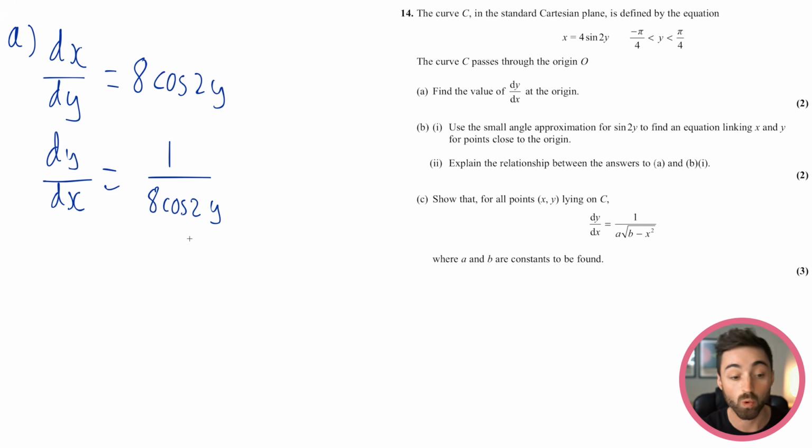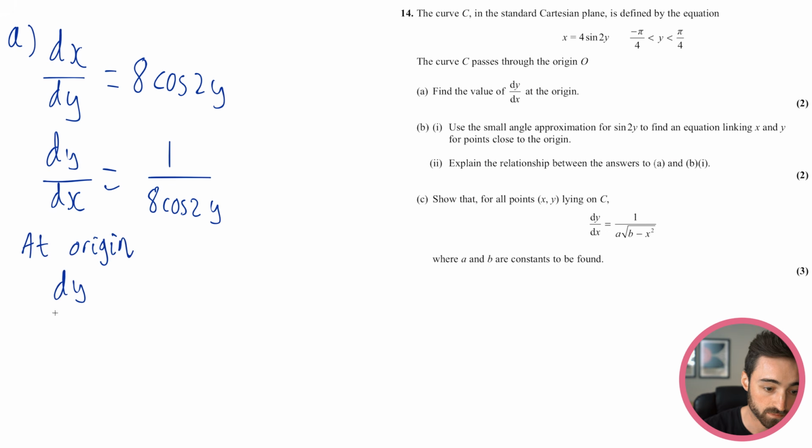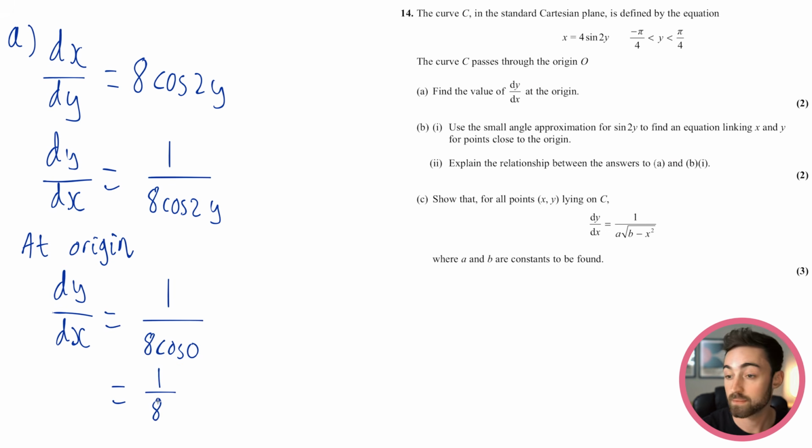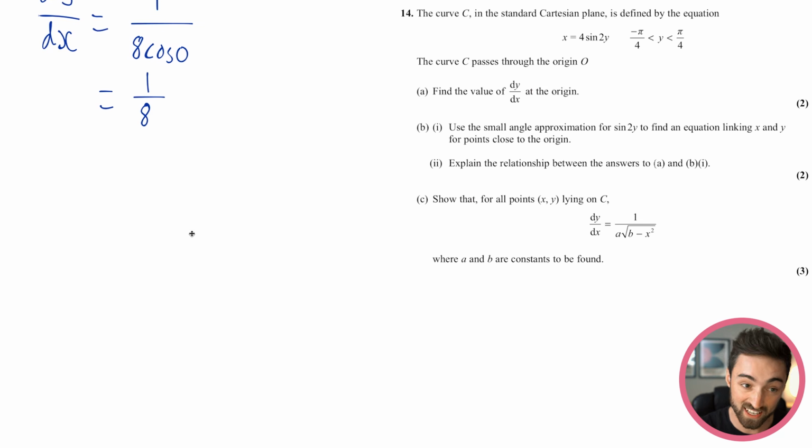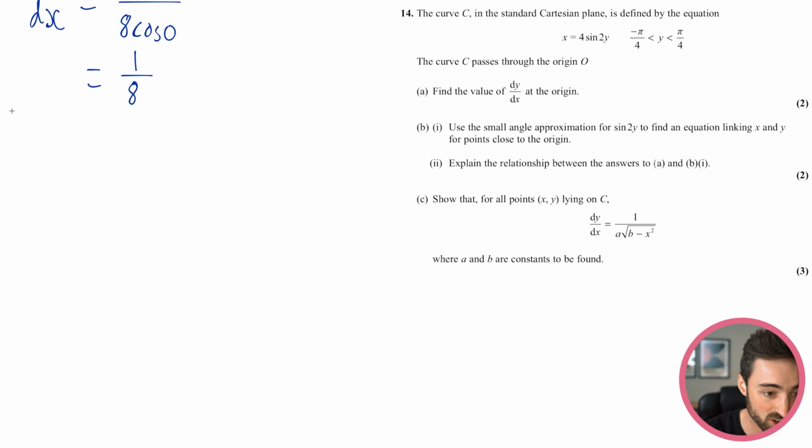At the origin, y is equal to 0. So at the origin, dy by dx is just going to equal 1 over 8 cos 0. Cos of 0 is 1, so that's an 8. Cool. Use the small angle approximation. So we've got another one of that, so they like it. They like it. I think we've had 2 now.